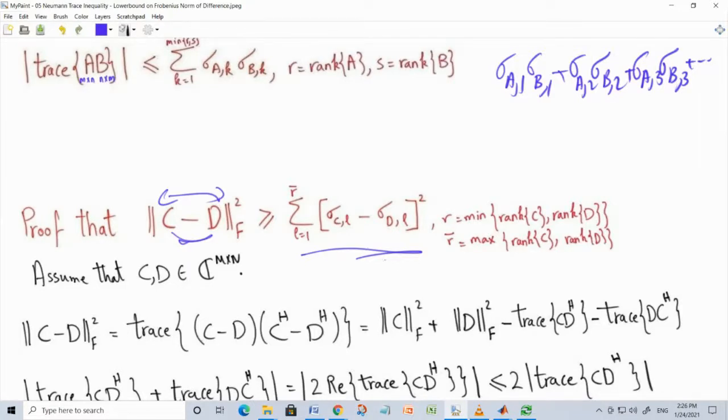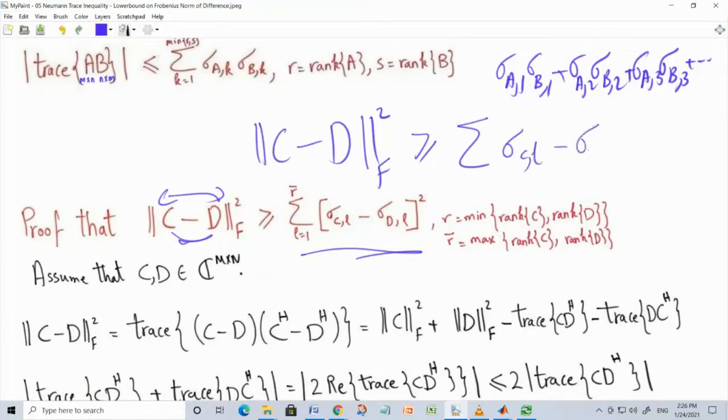Here, you have C minus D, the difference between C and D, and you compute the Frobenius norm squared. This is always lower bounded by a summation over the difference of the singular values of C and of D, squared, and this sum now goes to the maximum rank. Why is this true? This lower bound is very useful.